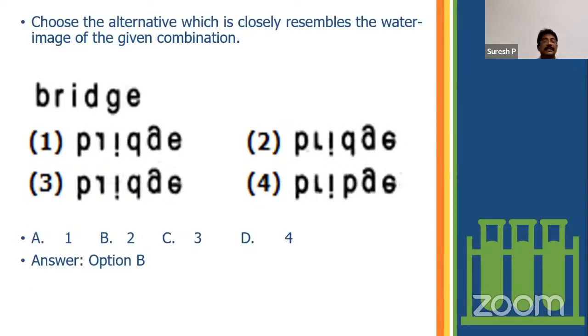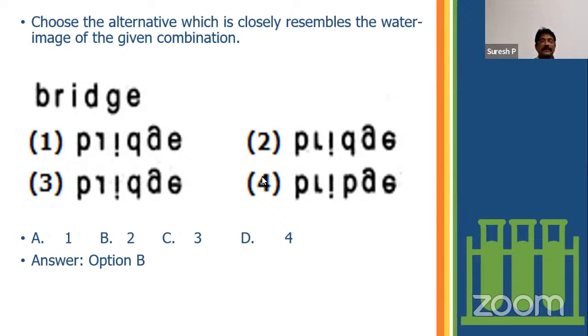Choose the alternative which closely resembles the water image of the given combination. Combination means, if you take it as this is the most simple, but at the same time, careful observation is very important. So if you take BRIDGE, B-R-I-D-G-E. B seems to be P. D seems to be Q. Just now we discussed. So B here seems to be P, correct?